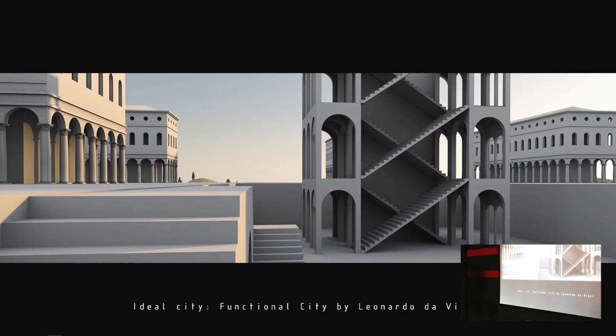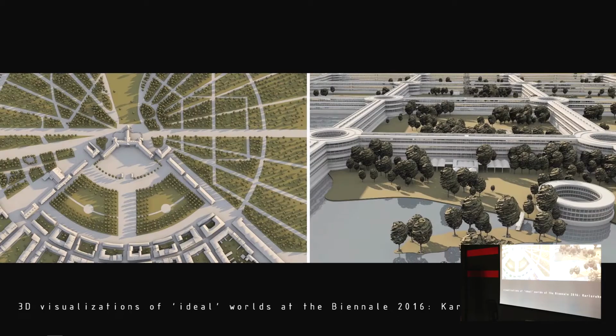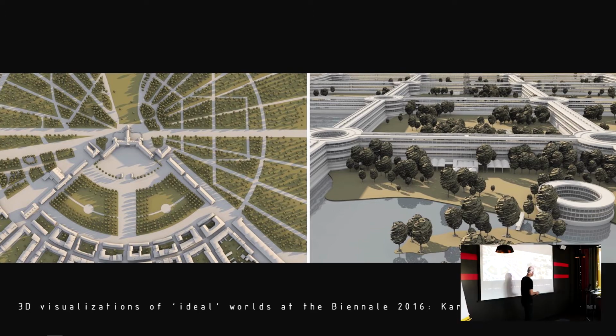This is a functional city by Leonardo da Vinci. It's basically a reconstruction. And then a couple of other worlds. One of them is an idealized version of the actual real-world constructed Karlsruhe. And Motopia is also one of those ideal cities that were developed by the group.